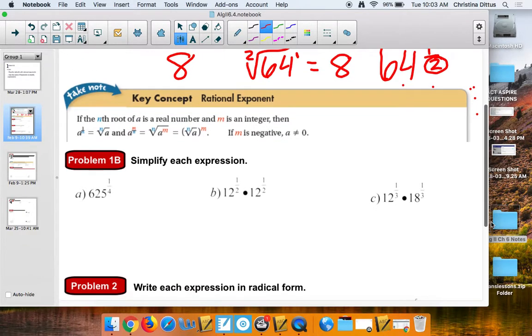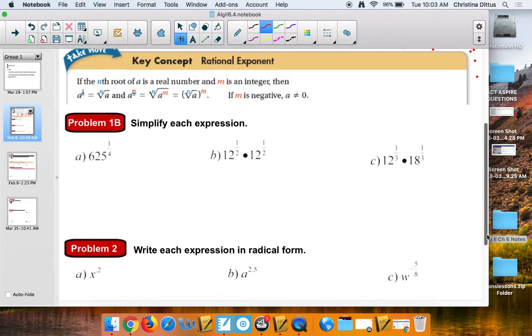That is what this little fancy box says. It says the nth root of A is a real number and m is an integer. Then if I have 1 over n, that becomes my index, A is my radicand. If I have a fraction, my m is my power, and I'm taking my radicand to it. Okay, so let's practice this a little bit.